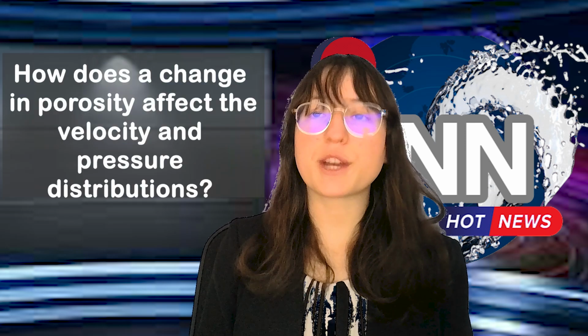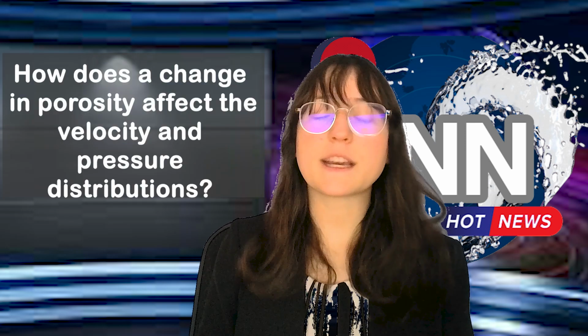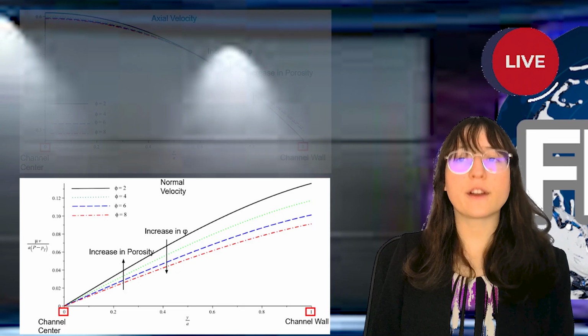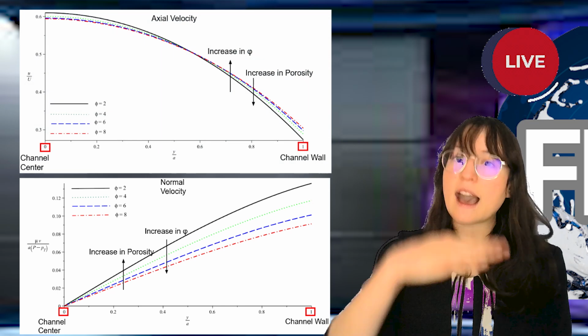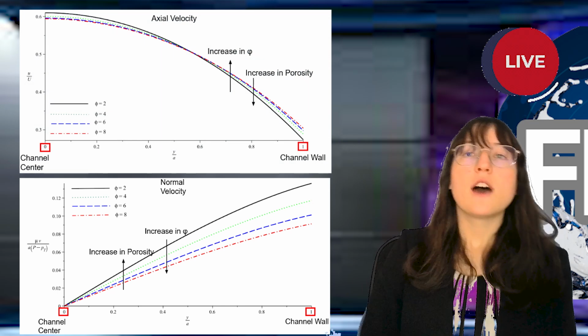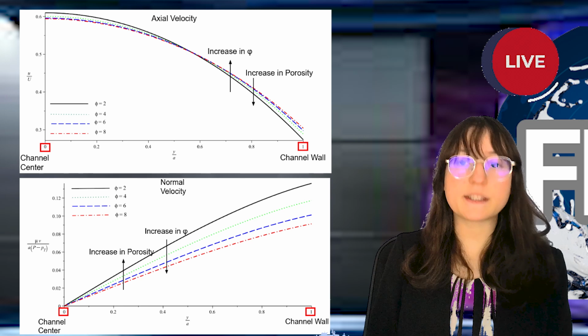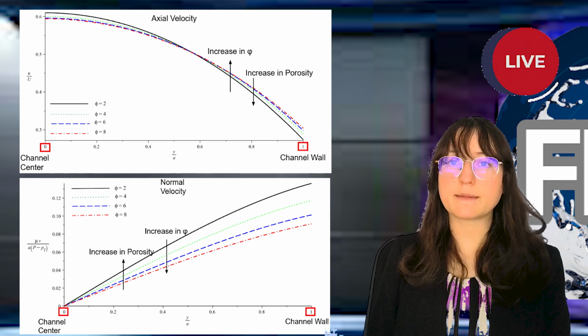The first topic we're going to tackle is how a change in porosity affects the velocity and pressure distributions. I would like to direct your attention to the following graphs that depict the velocity components in the axial and normal directions versus the channel height at constant x position, separation coefficient lambda, and membrane filtration coefficient.